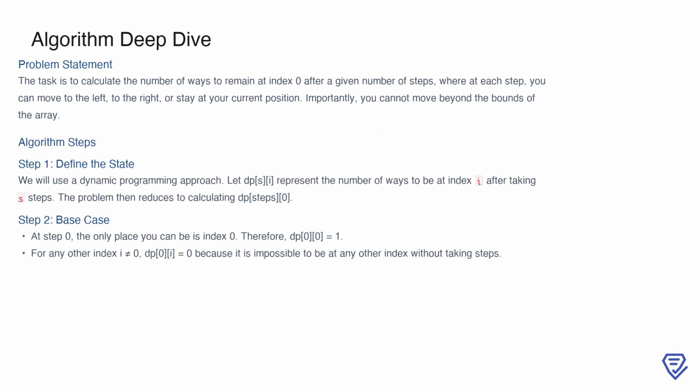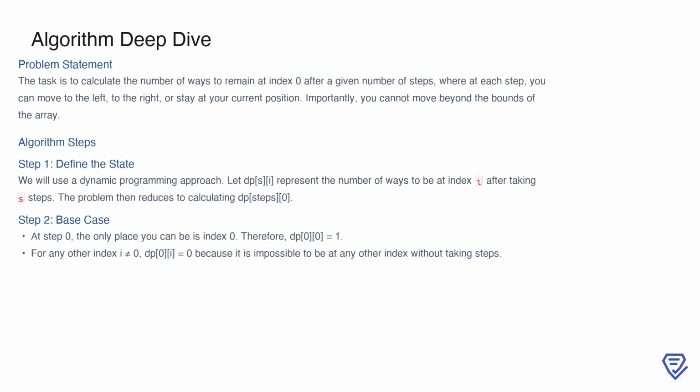The problem we're solving is about finding the number of ways to stay at index 0 after a given number of steps. At each step, you have 3 possible moves: you can go left, go right, or stay in the same position. However, there's a key constraint: you can't go out of bounds. To approach this, we'll use dynamic programming.